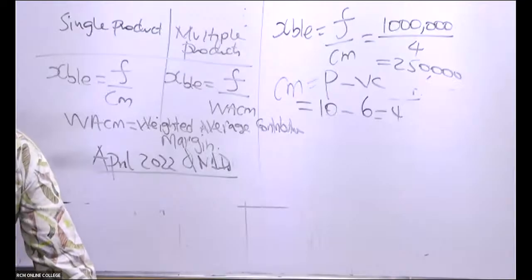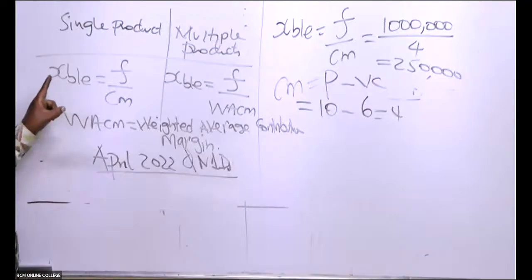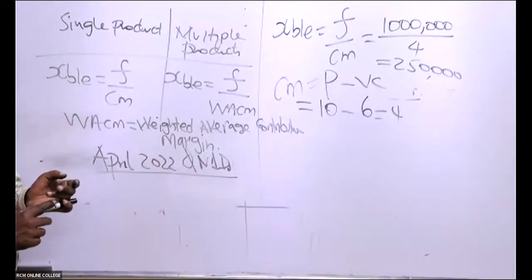X break even. This is the quantity you have to sell to break even. I explained what X stands for. B is break even. You can write somewhere there: quantity to sell to break even.